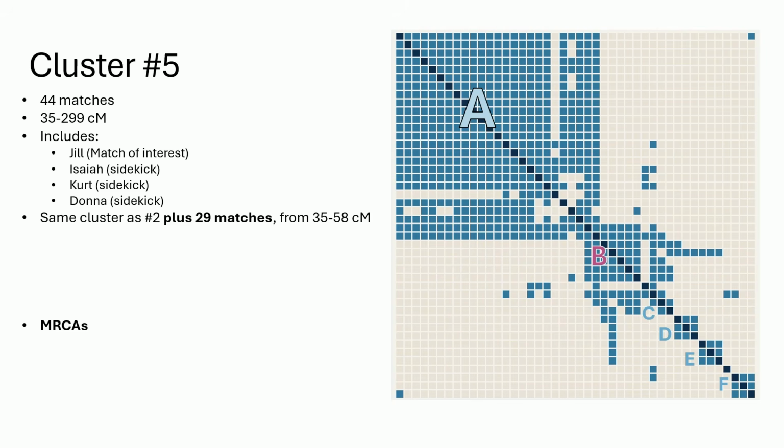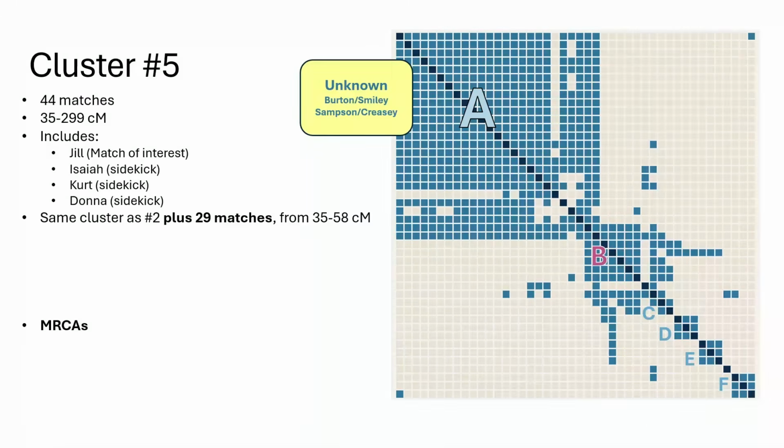So let's look at cluster 5. Cluster 5 has 44 matches, and it includes the match of interest Jill and the 3 sidekick matches Isaiah, Kurt, and Donna, all of whom are double cousins with Vera. And so we're going to see both sides of the family here. We're not just going to see the Welch side like I had hoped. We're going to see the Ellis side as well. With this cluster, it's the same cluster as number 2 plus 29 different matches. These new matches are in this cluster A that I've labeled, so this is like a subcluster.